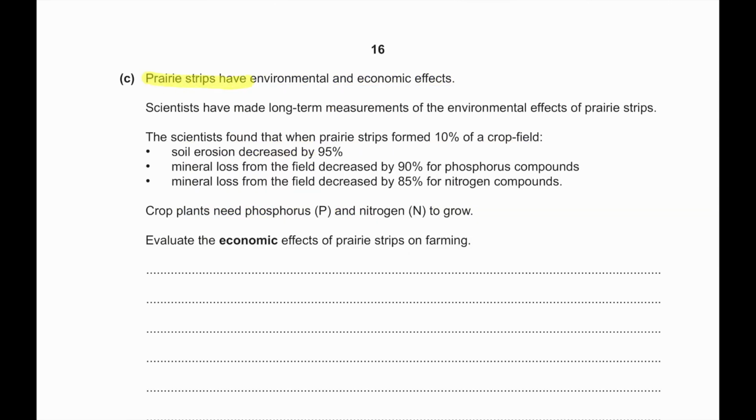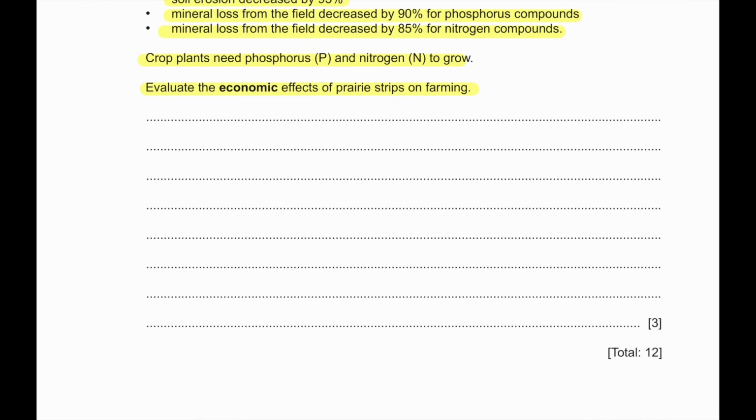The prairie strips have environmental and economic effects. Scientists have made long-term measurements of the environmental effects of prairie strips. The scientists found that when prairie strips form 10% of a crop field, soil erosion decreased by 95%, mineral loss from the field decreased by 90% for phosphorus compounds, and mineral loss from the field decreased by 85% for nitrogen compounds. Crop plants need phosphorus and nitrogen to grow. Evaluate the economic effects of prairie strips on farming.